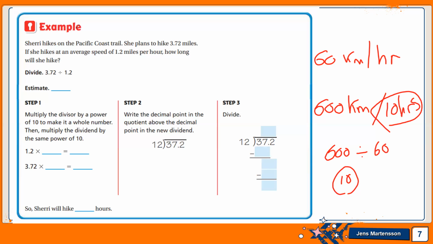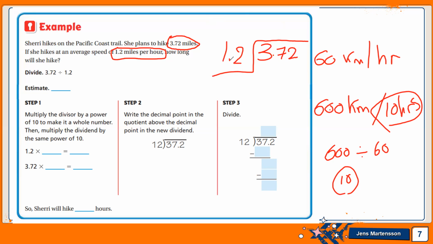Now here is the sum. Sherry drives at 1.2 miles per hour, and she wants to go 3.72 miles. So how many hours will she need? As you divide 600 by 60, you will divide 3.72 by what? 1.2. Yeah. Now let's continue here.